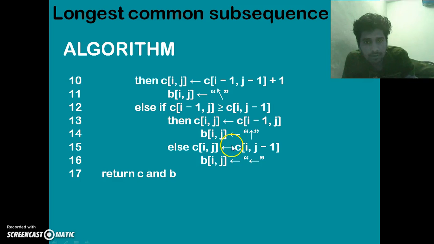Else we are assigning the value of c of i, j minus 1 to c of ij and assigning an arrow in a horizontal direction, pointing to the value from which we had taken the value of c of ij, to b of ij, and returning c and b. So this is the algorithm of longest common subsequence.